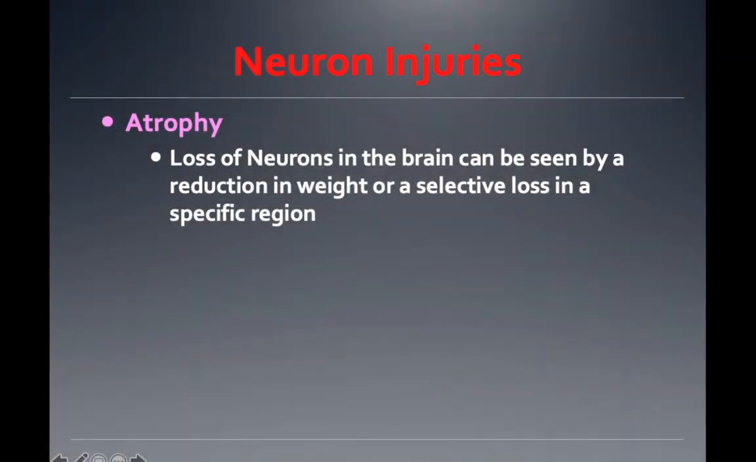So atrophy is occurring, and that is due to a loss of neurons in the brain. And what happens when the atrophy occurs, as far as the brain or even the spinal cord is concerned, is you can see a reduction in the size or the weight of the brain, and in particular maybe even in a specific area of the brain.